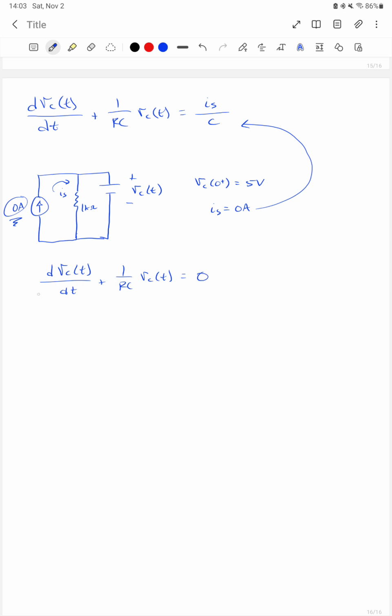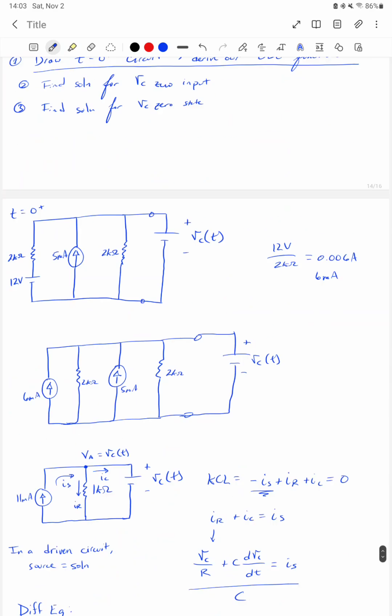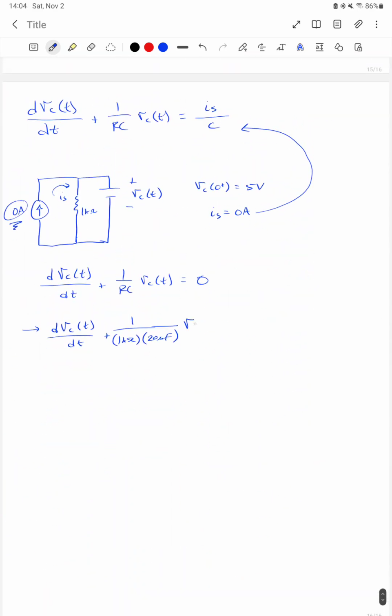All right, now let's solve this differential equation. So let's move on down here and plug a couple values in. dVc of t over dt plus 1 over 1 kilo ohm times 20 microfarads was the value of our capacitor. And just to double check, yep, 20 microfarads. So this value, times Vc of t, is equal to 0. This is going to now become dVc of t over dt plus 50 Vc of t is equal to 0. And that's just plugging in the value. We know that it's going to end up being 50.